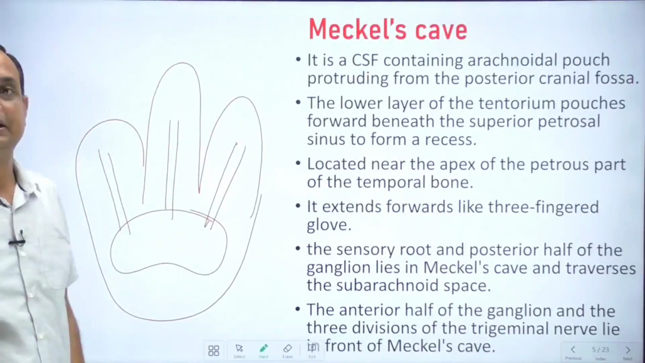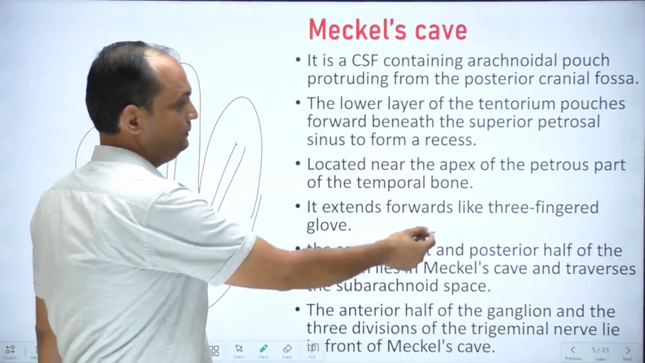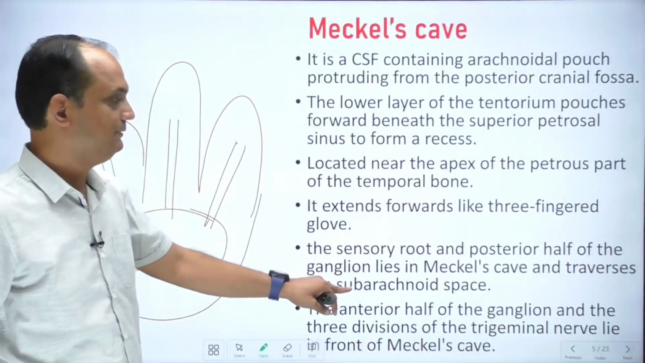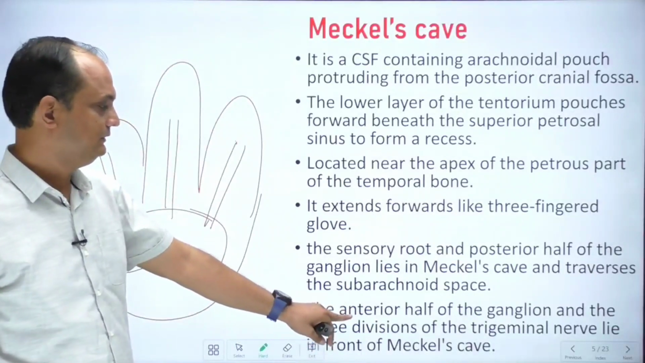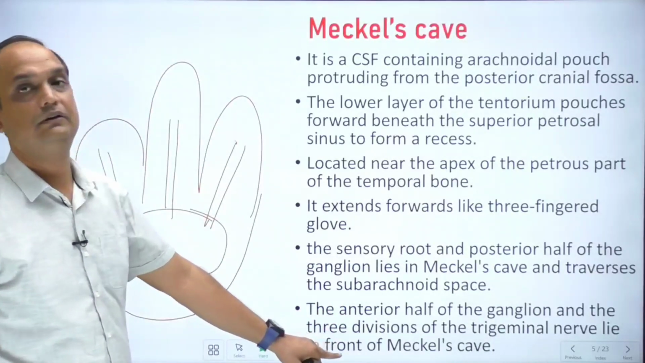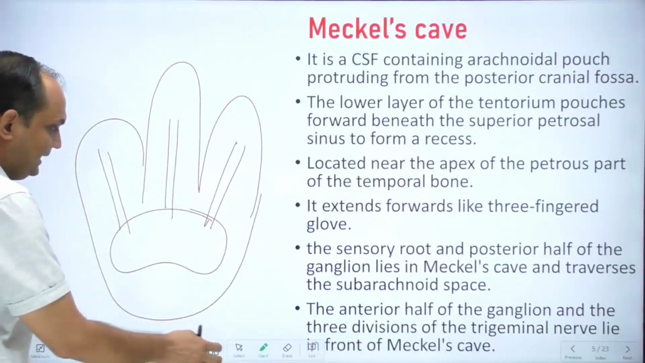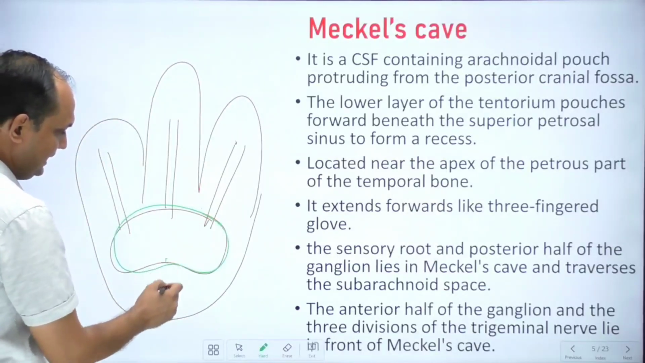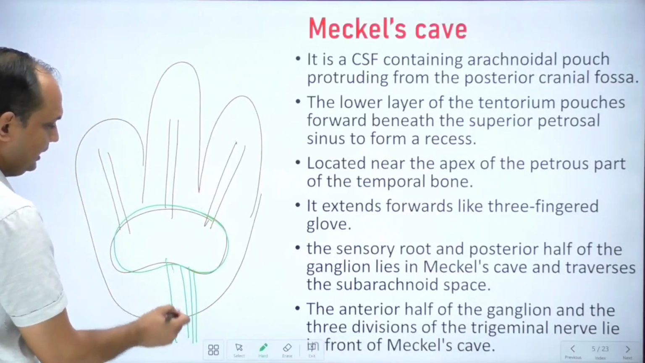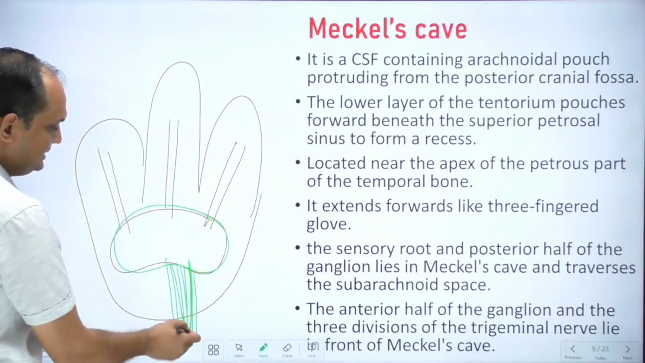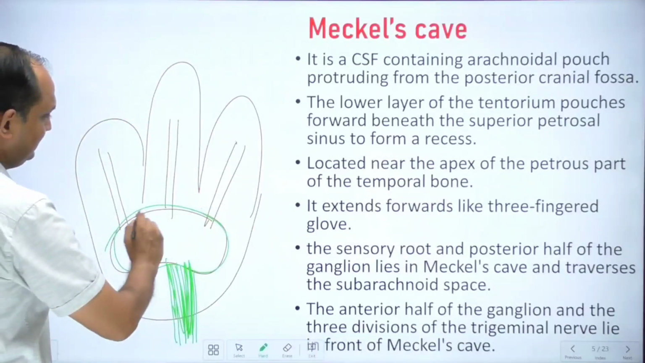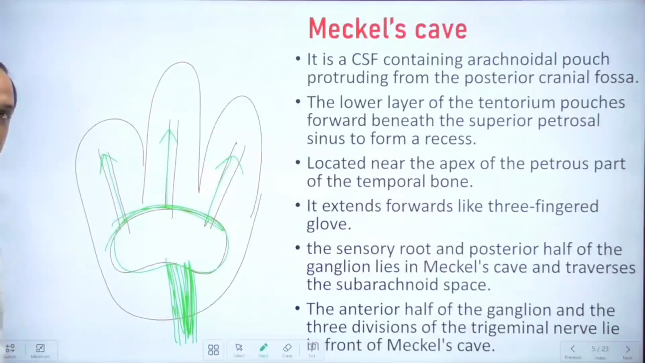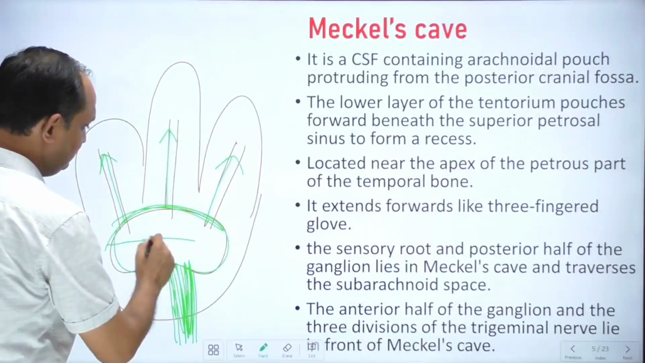But the important thing is that the sensory root and the posterior half of the ganglion lie in Meckel's cave and traverse the subarachnoid space, while the anterior half of the ganglion and the three divisions are in front of Meckel's cave. That means कि ये बात आपको यहाँ समझनी है कि ये जो हमारा ट्राइजेमिनल गैंग्लिया है, इस ट्राइजेमिनल गैंग्लिया के पीछे एक बहुत बड़ा कॉर्ड है. Now this cord is known as the sensory root, and the anterior surface is giving the three branches: ophthalmic, maxillary and mandibular. Clear?